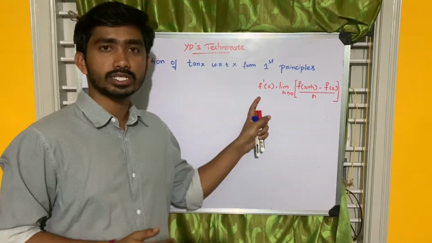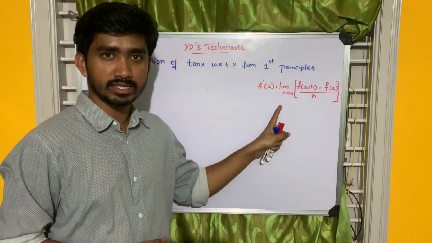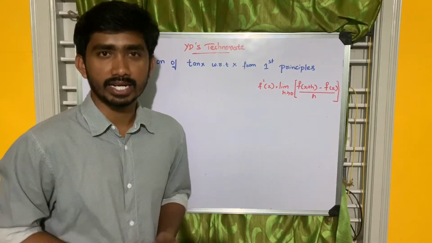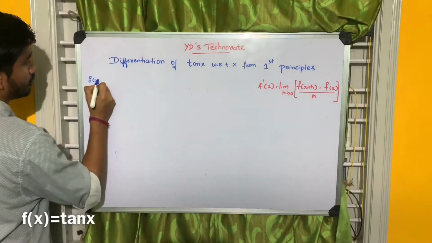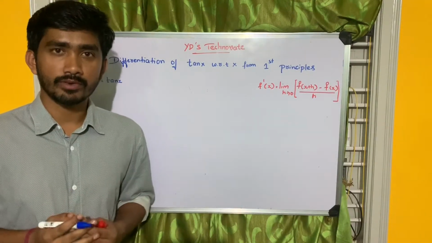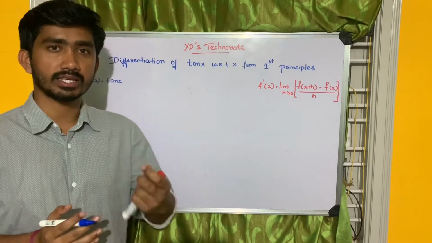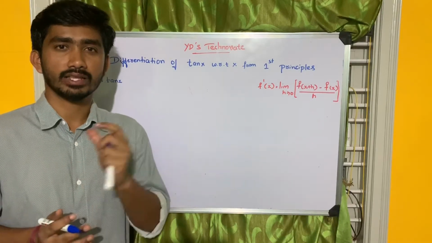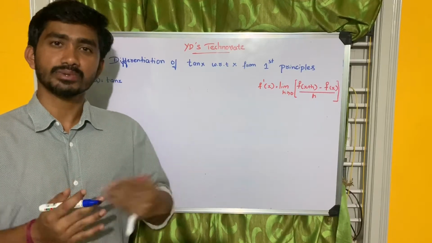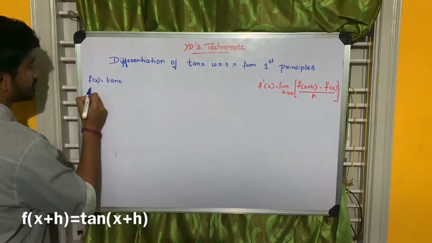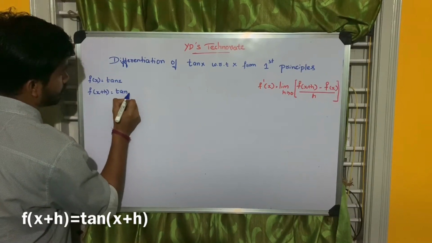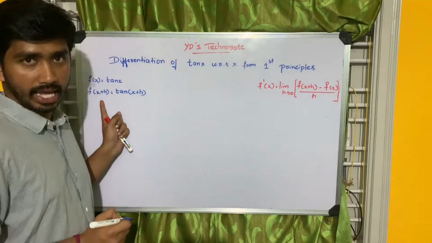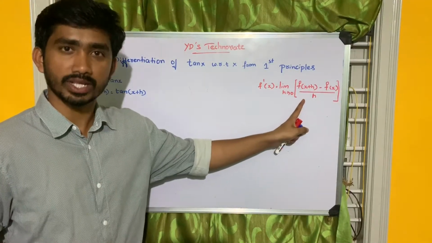That is f dash of x is equal to limit h tends to 0 of f of x plus h minus f of x divided by h. So let us start. Now I have considered a function f of x is equal to tan x. What is differentiation? Differentiation is change in value. Now the value of x changes from x to x plus h. So I have got f of x and f of x plus h. I'll just substitute in this formula.